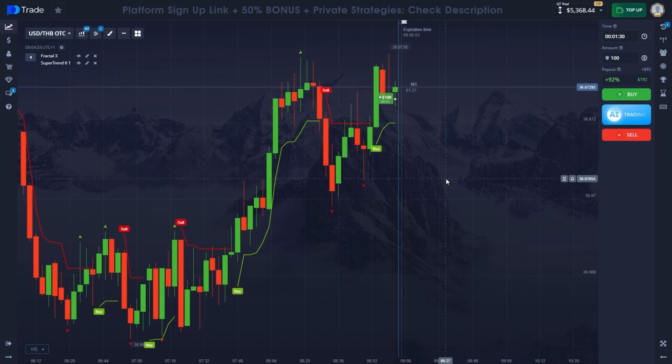The first trade has already closed with a profit.